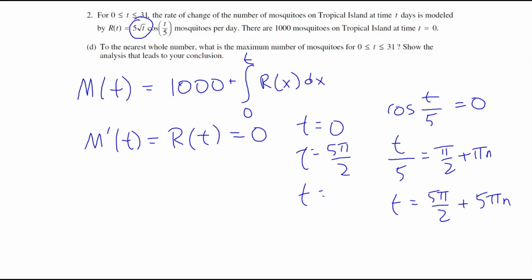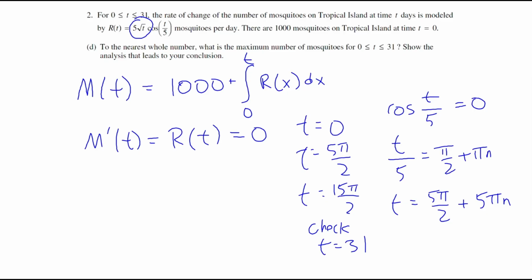And if n is 1, n is 1 is going to give us 15 pi over 2. And n being 2 is going to give us 25 pi over 2. Well, 25 pi is more than 25 times 3. It's more than 75. And 75 divided by 2 is already more than 31. So these are our 3 critical values. And of course, we'll also check the endpoint t equals 31.